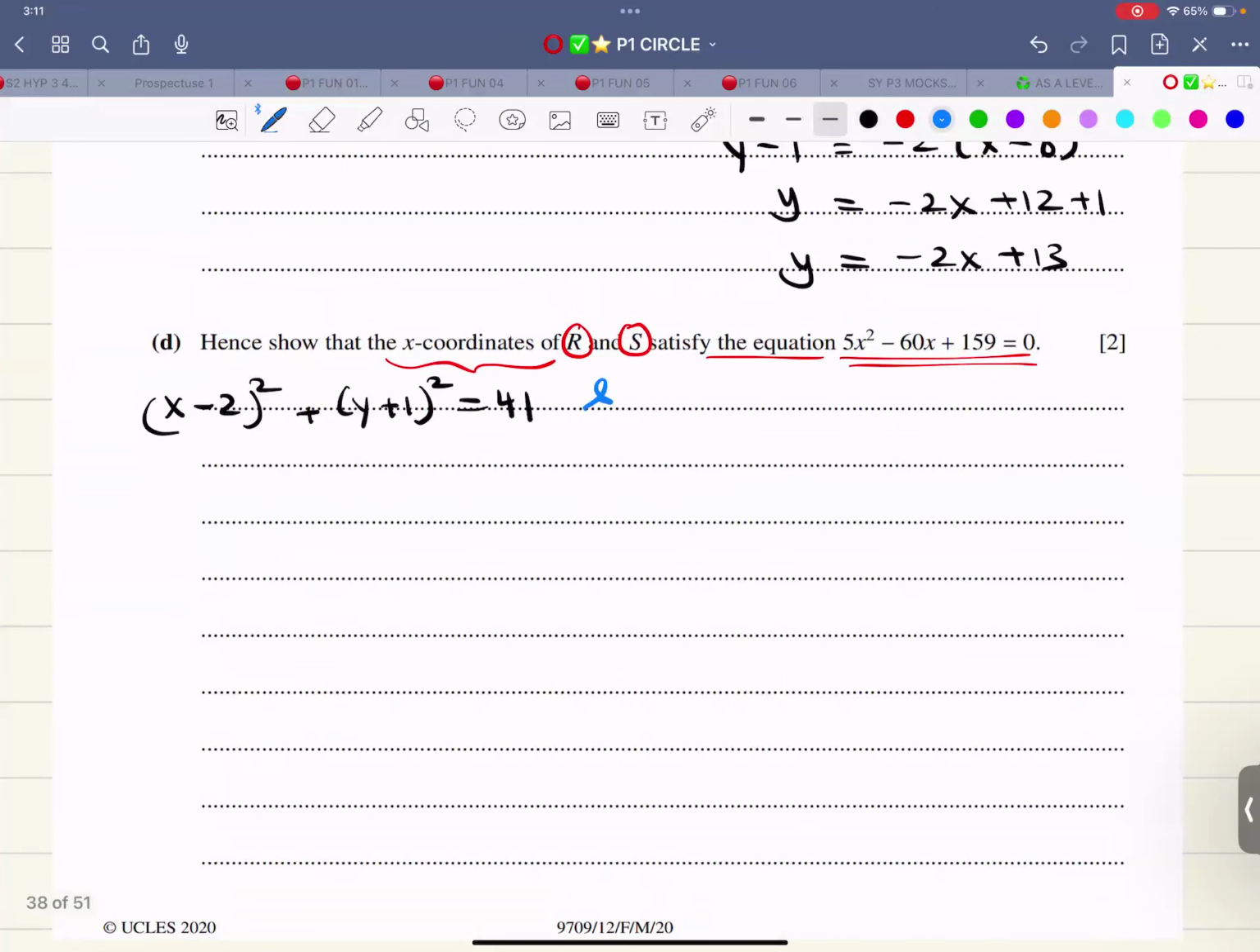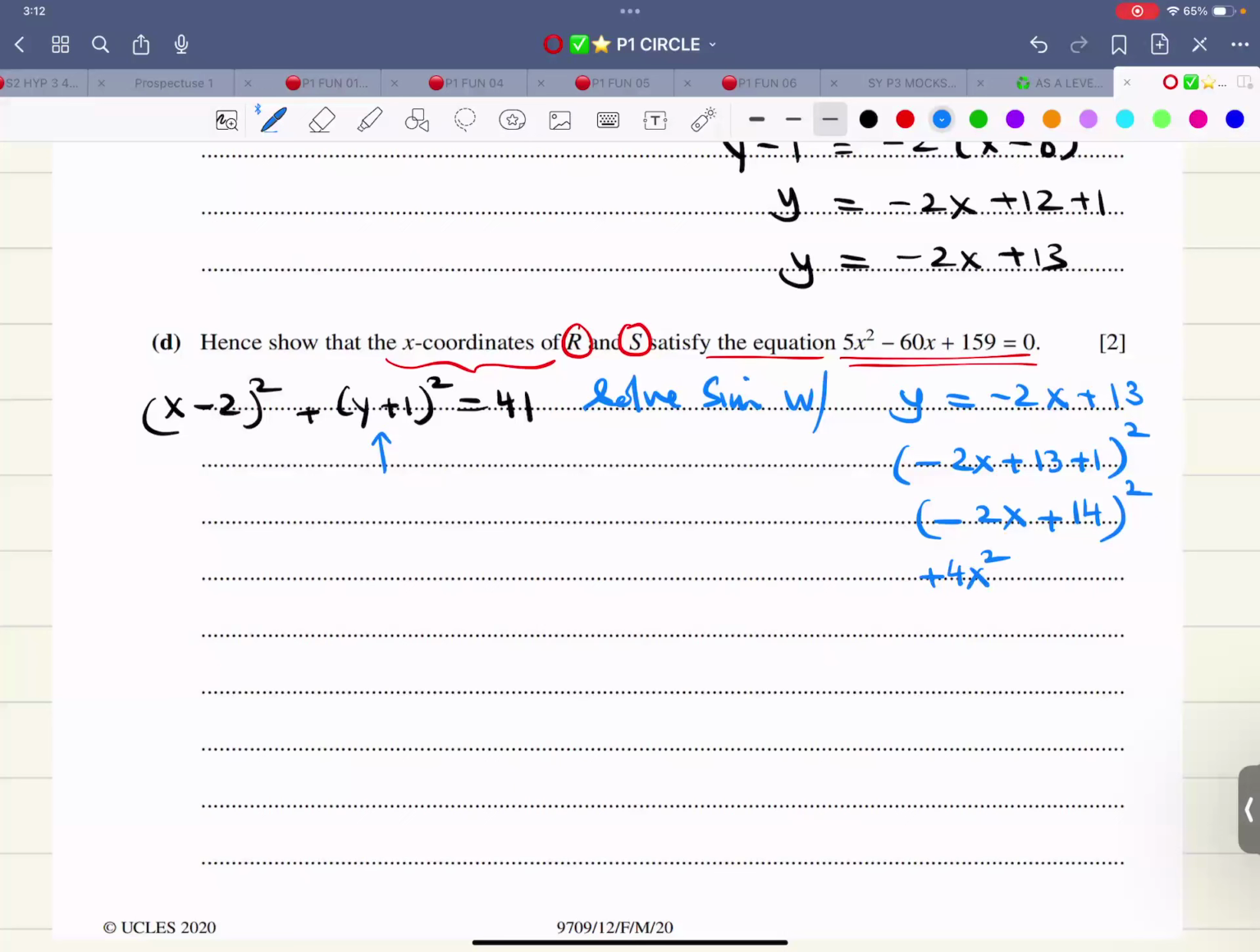Now solve simultaneously with what? With y equals -2x plus 13. So -2x plus 13, this y should be inserted over here. Let me simplify it on the sidelines. So -2x plus 13 plus 1. So let me square it, which is (-2x plus 14) whole square. And this is what? This is positive 4x square. 2 into 14 is 28, and double it. This is 56. And then this is 14 square, which is 196.